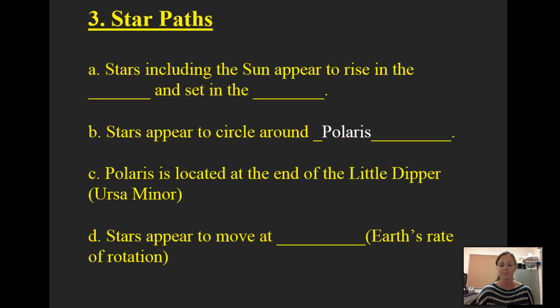Now, the third piece of evidence that we have that the Earth is rotating is called star paths. Stars, including the sun, appear to rise in the east and set in the west. So we have an apparent path, which we talked about when we learned more about seasons and the celestial sphere. The stars appear to circle around Polaris. Polaris is located at the end of the Little Dipper, right above the North Pole. And stars appear to move at 15 degrees per hour, which is the Earth's rate of rotation.